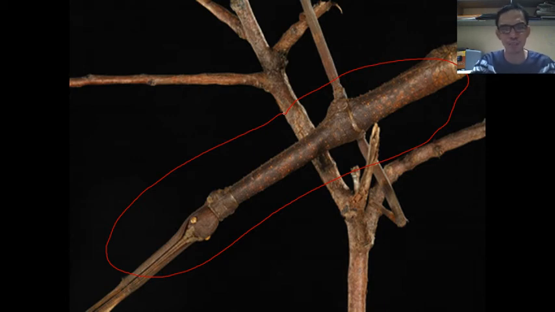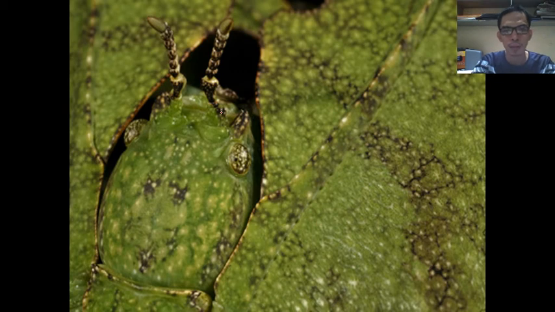If you look at this picture at first, you will not be able to see the organism immediately, because the organism completely looks like the twig that is in the background. Next one. Did you find the organism? If you found the organism, this is the organism. What organism is this? You're right, that is a grasshopper.